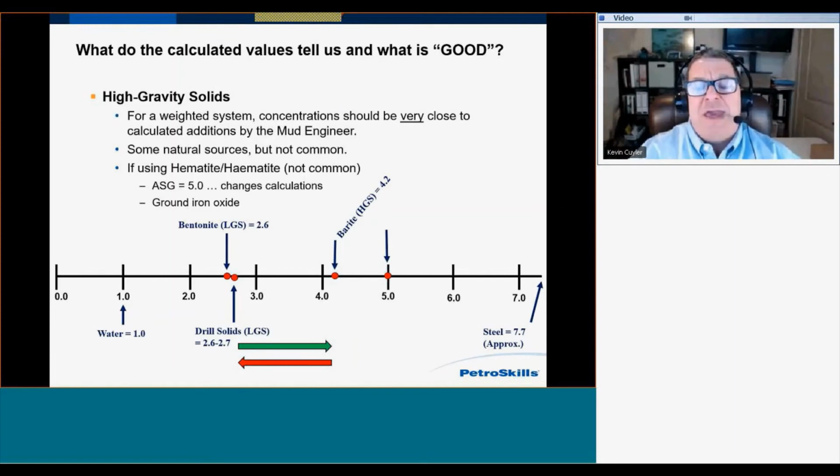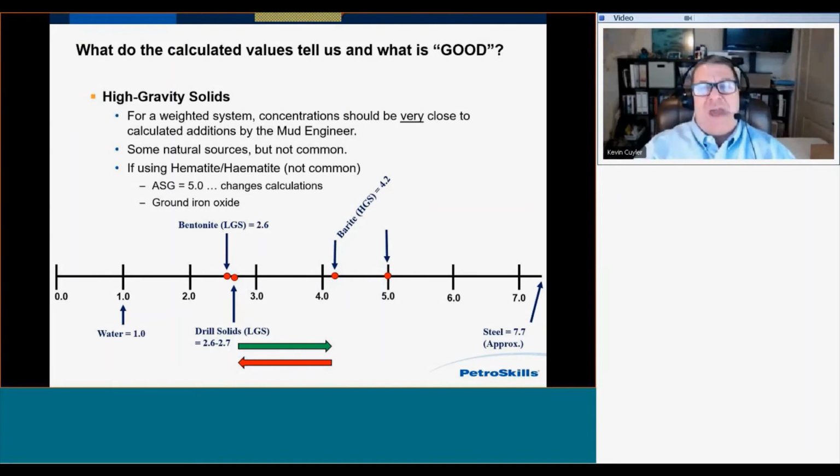What do I mean by calculated? I mean, if I add 20 pounds per barrel of barite to my system, I know how much barite I added, and I know the volume of my system. Then when you run your test and calculate your high gravity solids, it should be pretty close to what you actually added to the system, unless you drilled a barite stringer, right? That goes without saying, but always be aware of that.